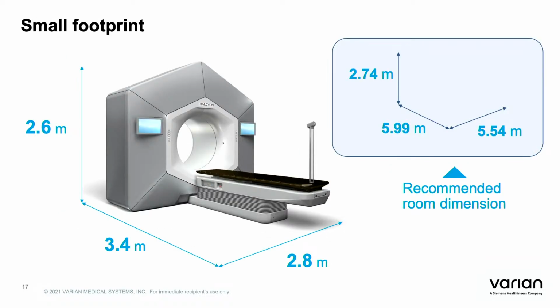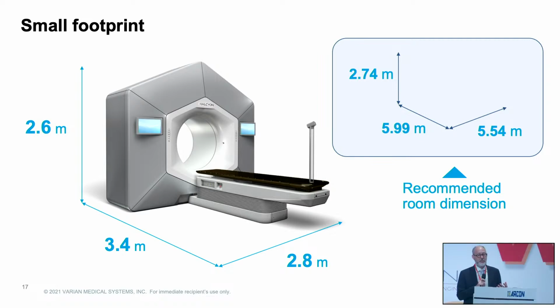The machine has a very small footprint. You can see the dimensions of the machine there. And so it can go into some very small bunkers. It can actually be put into old cobalt bunkers, for example. The small footprint also has other advantages.